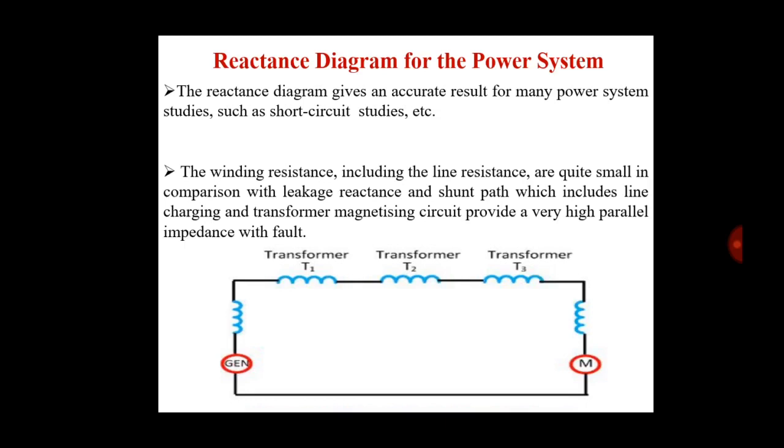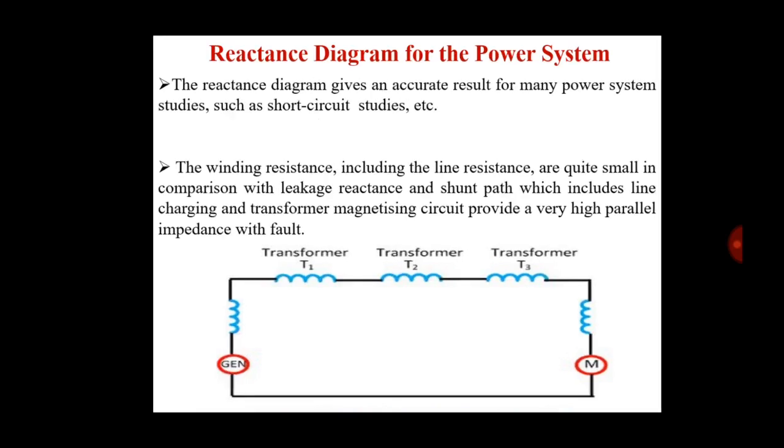Okay, what is leakage reactance? When we couple two windings, for example the two windings of a transformer, the flux is linked with both windings, but some flux is not linked with the core, and this flux is called the leakage flux. This type of reactance is called the leakage reactance. And the shunt path, which includes line charging and transformer magnetizing circuit, provides a very high parallel impedance with a fault.